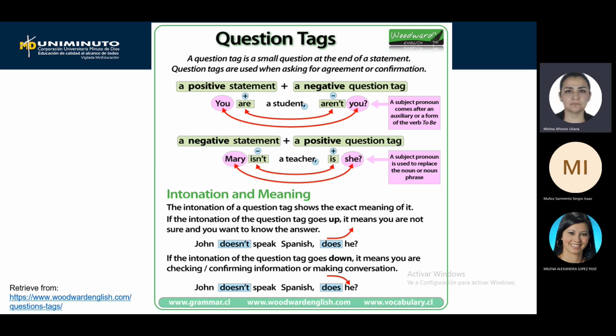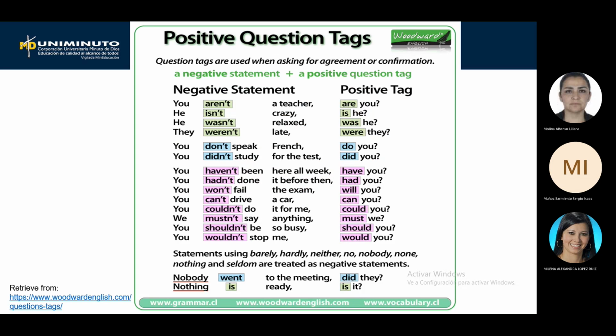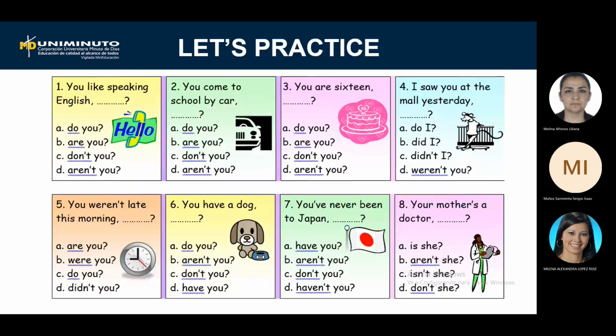¿Listo? Entonces, va hacia arriba cuando no estoy seguro y quiero la respuesta. Y va hacia abajo, eso sobre todo, como te digo, en la parte speaking, ¿ok? It's because I want to confirm or check something, ¿ok? Okay, teacher. Chequear algo. Yes? Clear? Okay. So, let's continue.